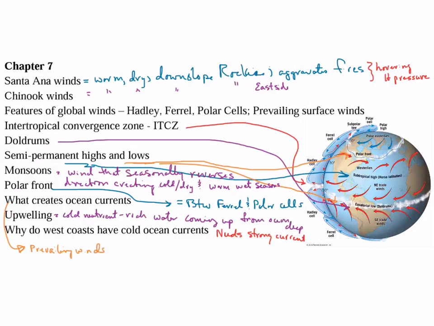I think I better add that. Cold, nutrient-rich water coming up from the ocean deep. And I'm going to go ahead and add along, let's see, it'd be west coast. W for west coasts. And in order for upwelling to occur, it needs a pretty strong current.